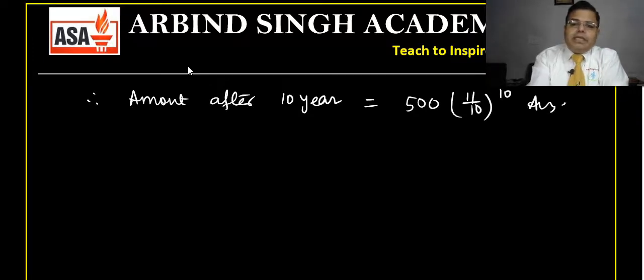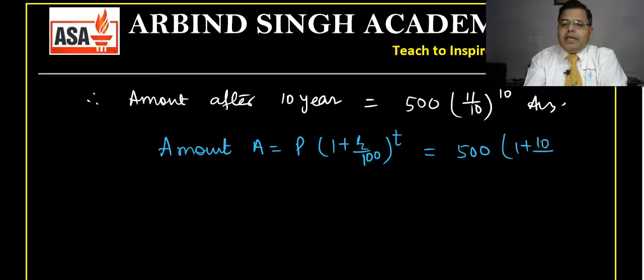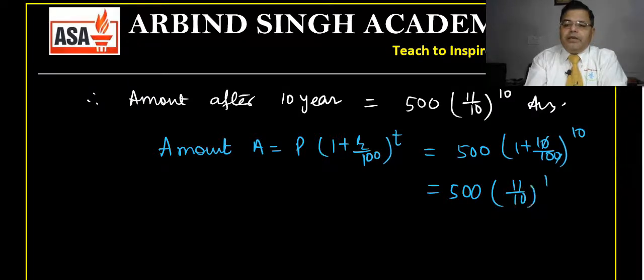That will be the answer. The simple formula that you have heard: amount A is P into 1 plus R by 100 whole to the power time. On the basis of this formula as well, principal is 500, R is 10 divided by 100 and time is 10. So the zeros cancel, and that will be nothing else but 500 into 1 plus 1 by 10, which is 11 by 10 whole to the power 10. It is not easy to calculate, it will be difficult, so write the answer in this way only.